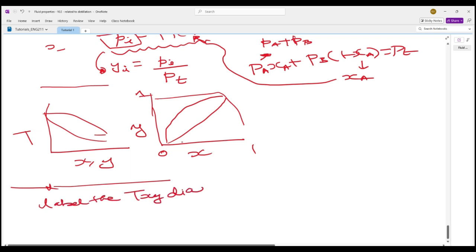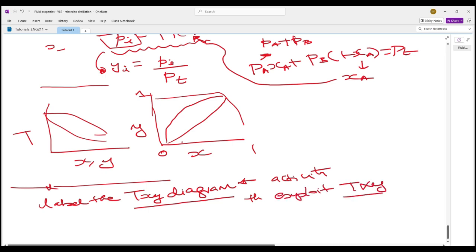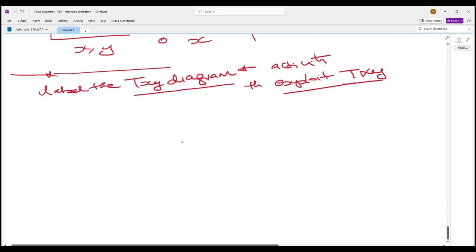And in the next tutorial, we will see how we can label the txy diagram. We will try to get as many details as possible from the txy diagram, and then we can also do some activity, so that will help to totally exploit the txy diagram. If you know how to exploit the txy diagram, then it's very easy to design a distillation column, or even to understand what's happening in the distillation column.